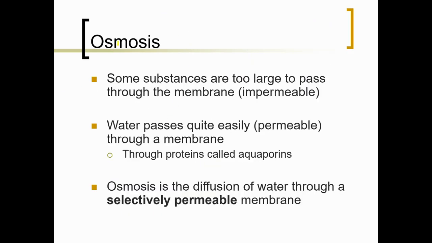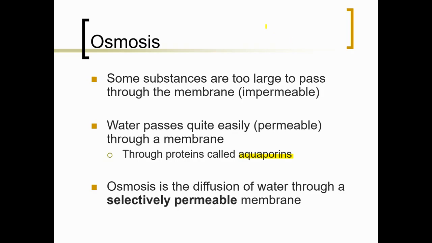Another type of transport is going to be osmosis, and this is what your essay is going to be about. Osmosis is the movement of water across the membrane. Now, water is always going to be able to move because it moves through proteins called aquaporins. They are little protein channels that are specific to water.